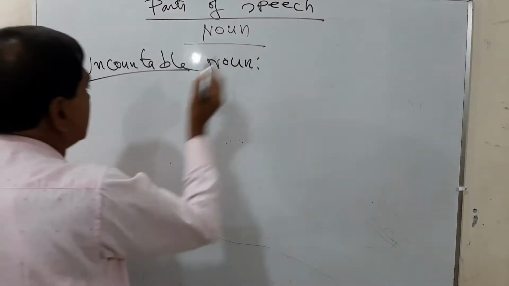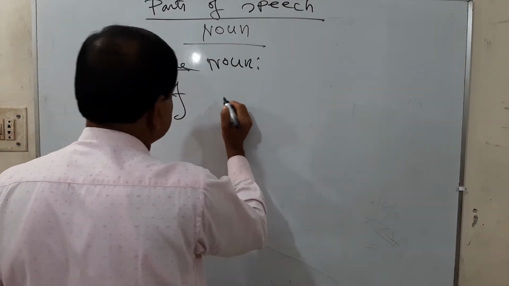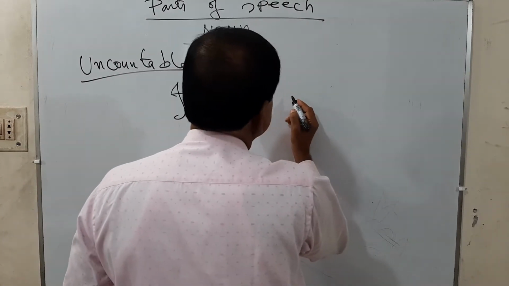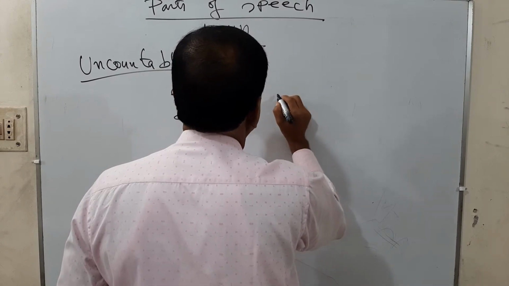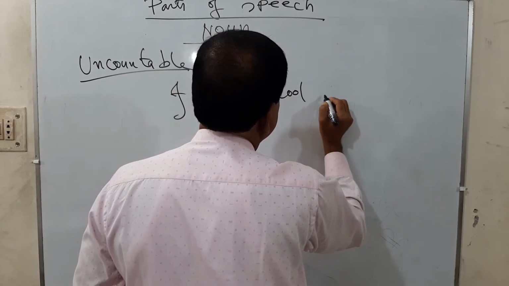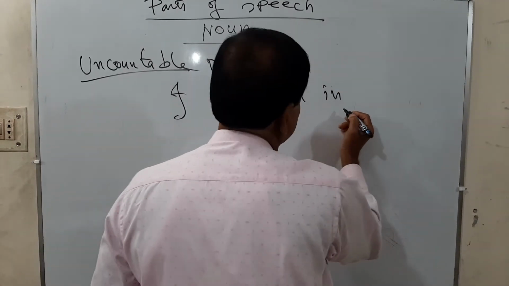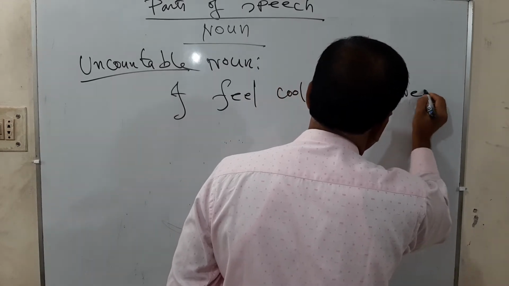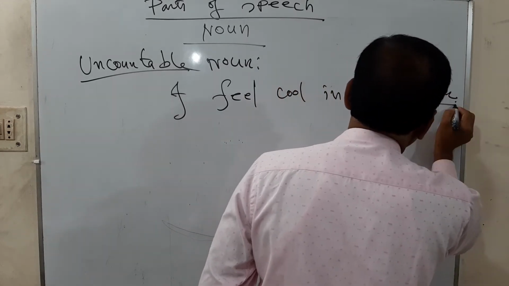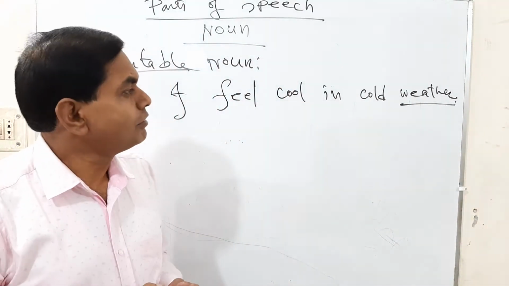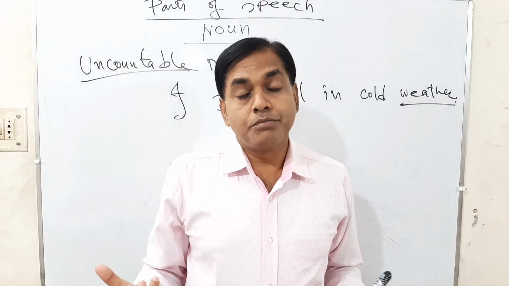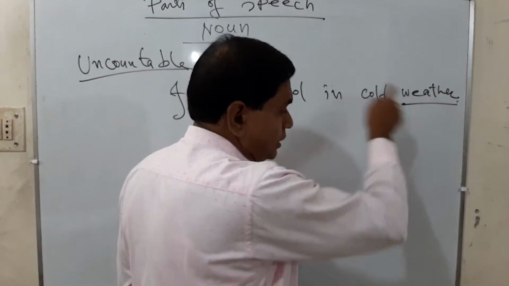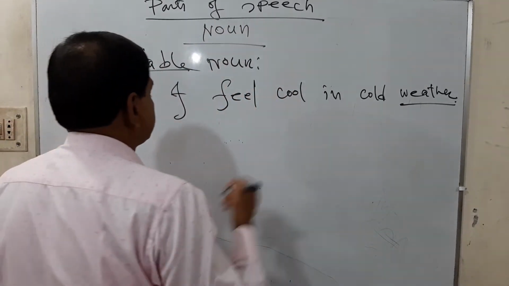So in this sense, I feel cool in cold weather. Weather. Can you count it? No, that is impossible to count weather because that is an abstract idea. So we cannot count weather. So weather is an uncountable noun.